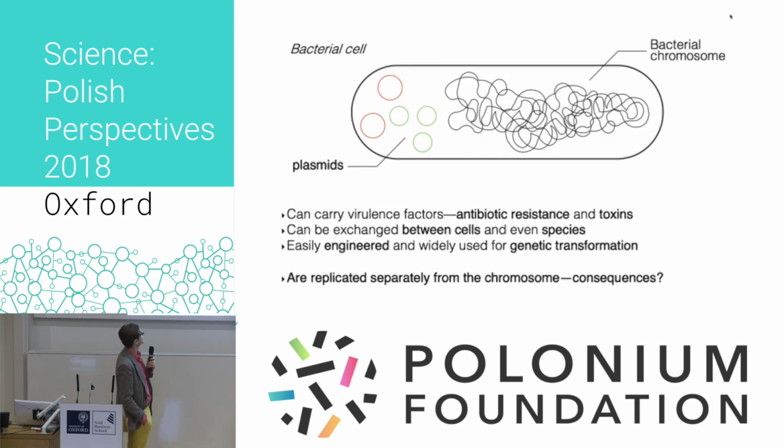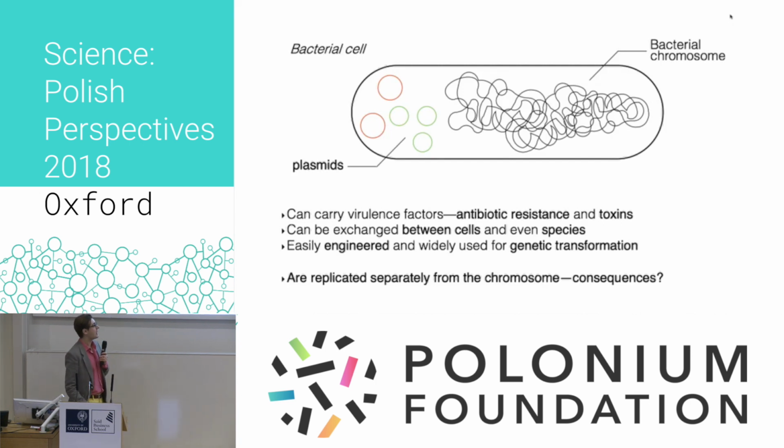They are very important because they can carry virulence factors. They can confer antibiotic resistance. They can code for bacterial toxins, and so on. They're also widely used for genetic transformation because they can be easily engineered. You can put pieces of DNA in and out, and you can make the cells do things with that piece of DNA that you put in. And as I said, the plasmids themselves can be inserted and taken out of cells quite easily.